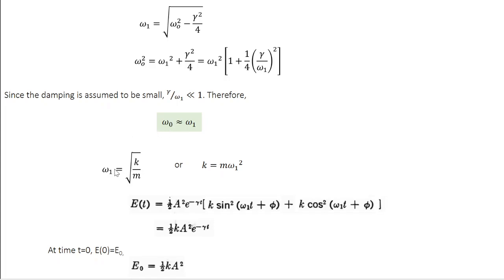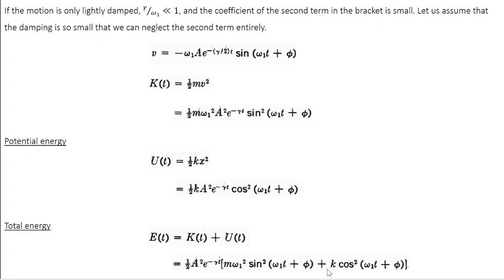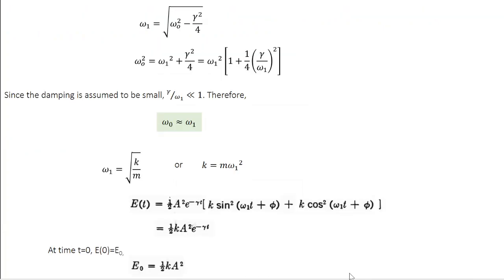We know that omega naught is square root of k by m. So now I can write omega 1 also equal to square root of k by m, or k equal to m omega 1 square. So in this expression, instead of k, now I can write m omega 1 square. So the total energy now becomes half A square e to the power minus gamma t into k sine square(omega 1 t plus phi) plus k cos square(omega 1 t plus phi).